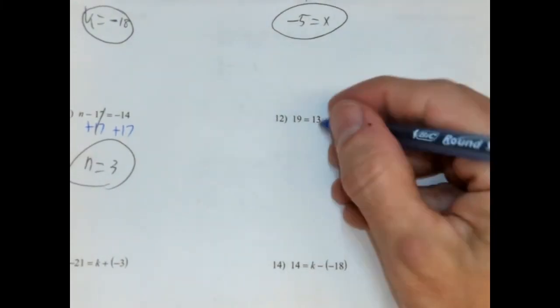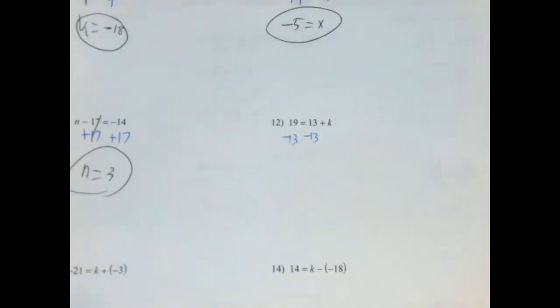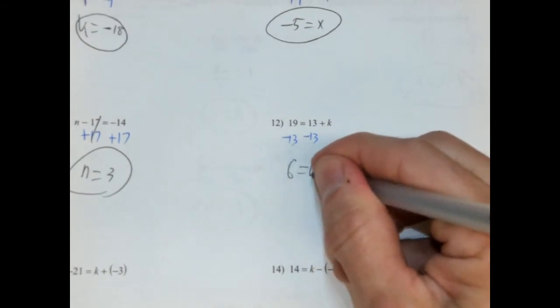Here we have 19 equals 13 plus k. We're going to subtract 13 from both sides. 19 take away 13 is 6. K is equal to 6.